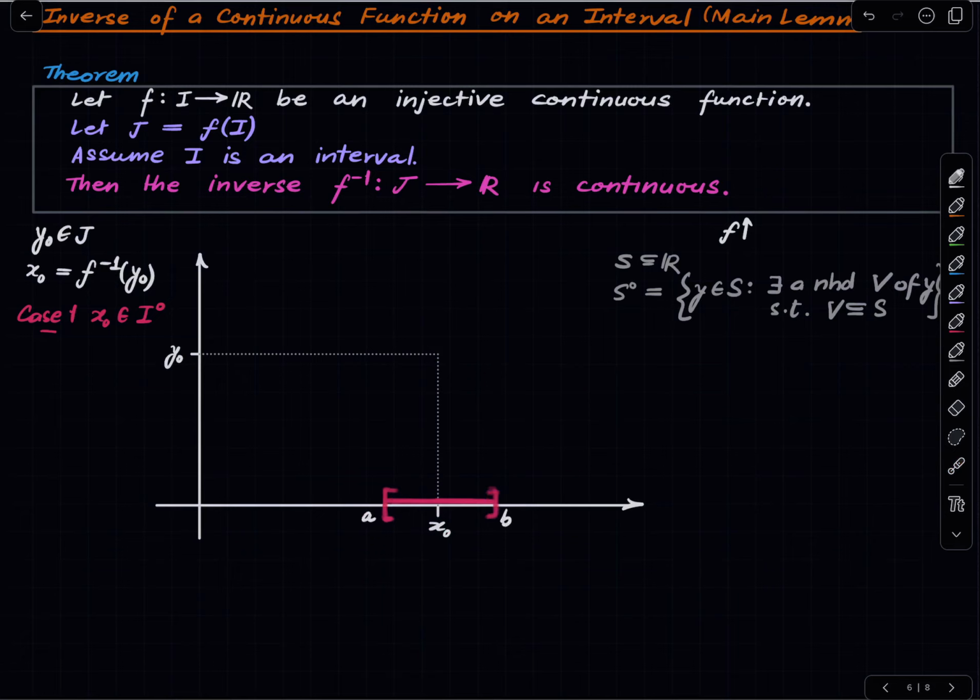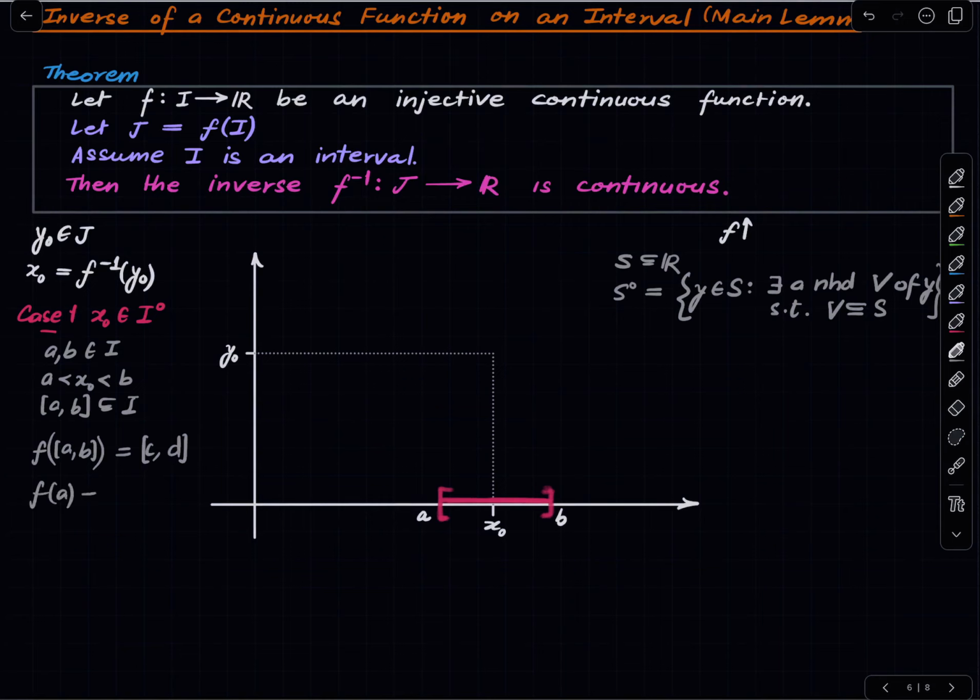And by what we have learned, we know that the image of this closed interval A comma B is again a closed interval, and we may call it C comma D. What we are saying is that f of a is equal to c and f of b equals d. And we know that this is going to map to a closed interval, and we have just recorded that here. So let me draw it.